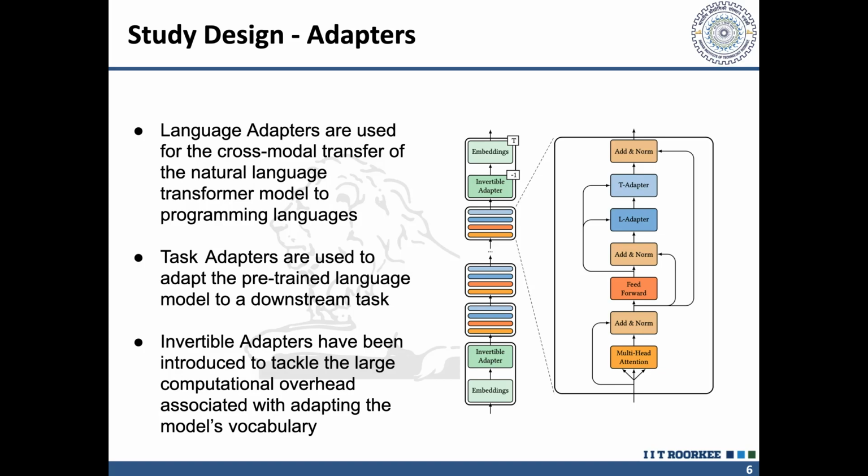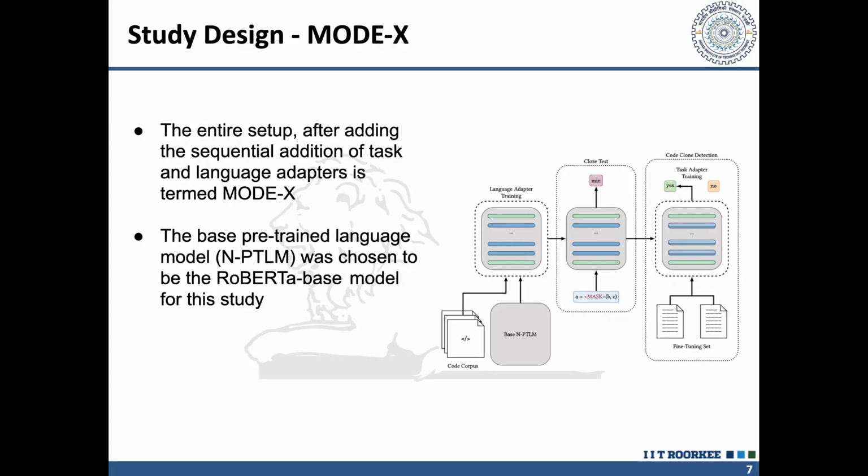Invertible adapters are used in conjunction with language adapters, and they've been introduced to tackle the large computational overhead associated with adapting the model's vocabulary from a source domain to a target domain. The entire setup after a sequential addition of all the task and language adapters is termed as MODEX and is shown on the right. For our study, the base transformer model is Roberta.